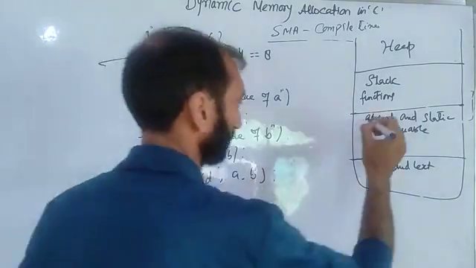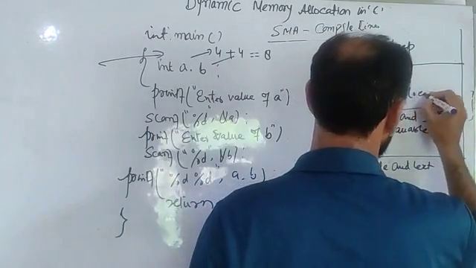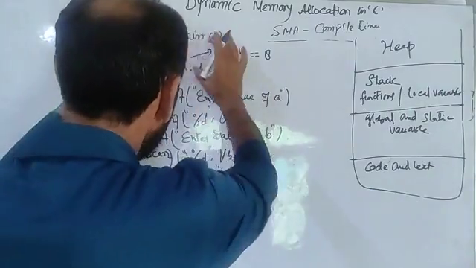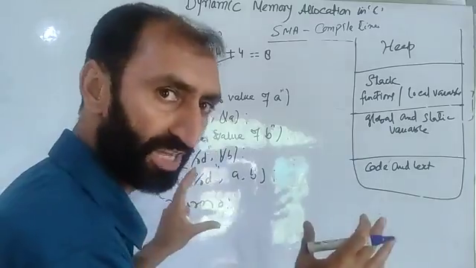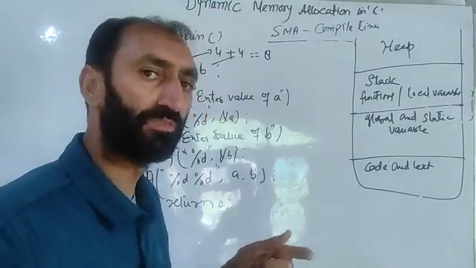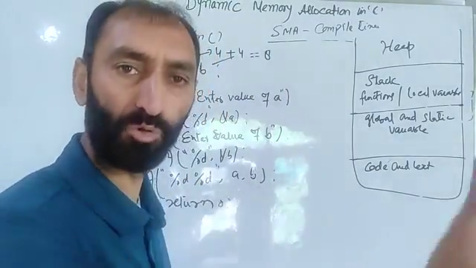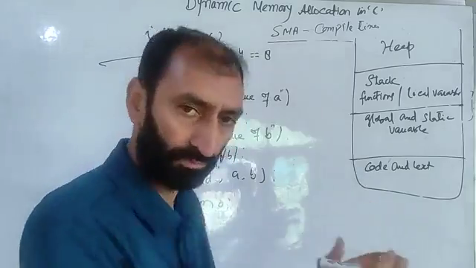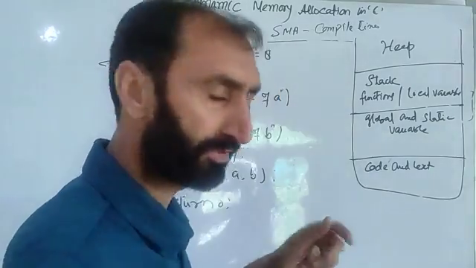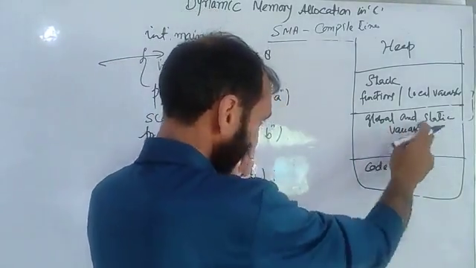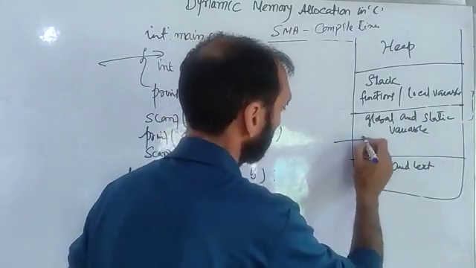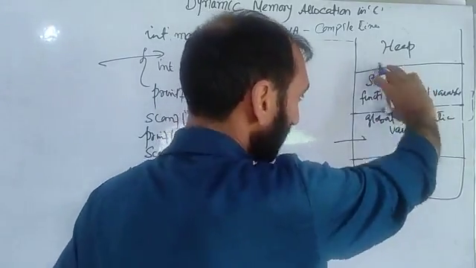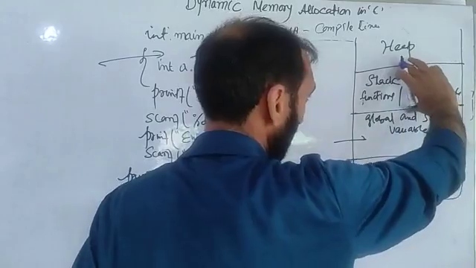Functions and local variables. Whenever we write a program with some functions, we declare some variables as global, some as static, and some as local. The memory used by the global and static variables is allocated from this portion, and the memory for functions and local variables is allocated from the stack portion.